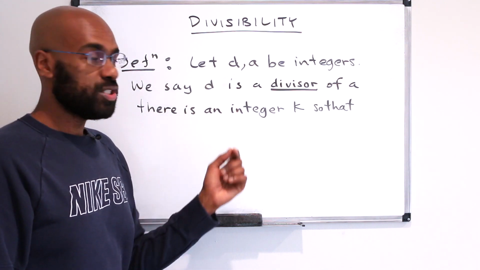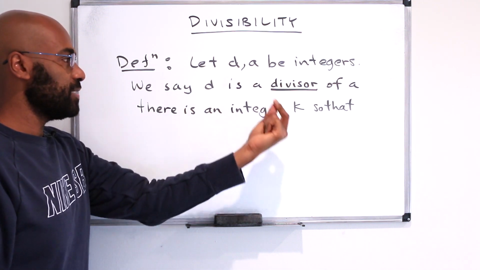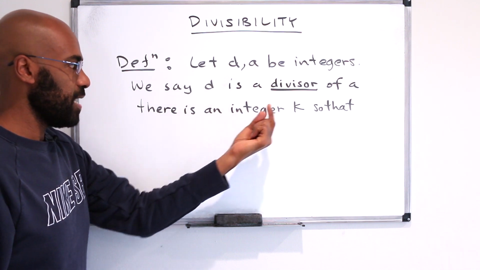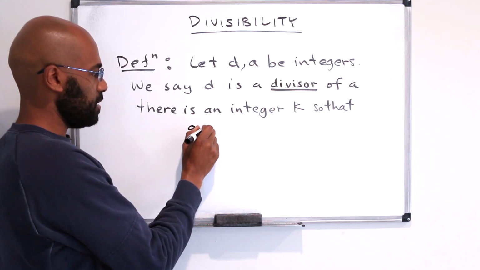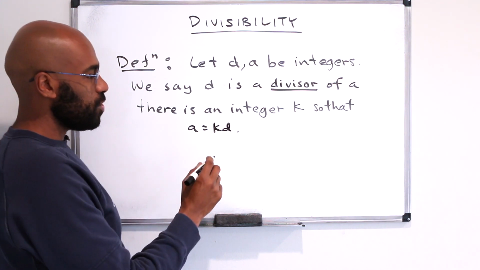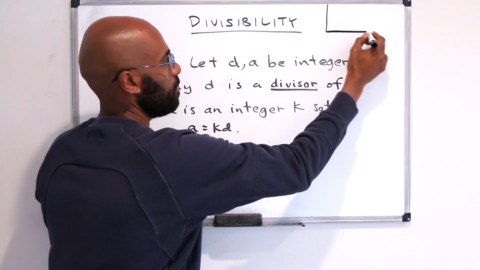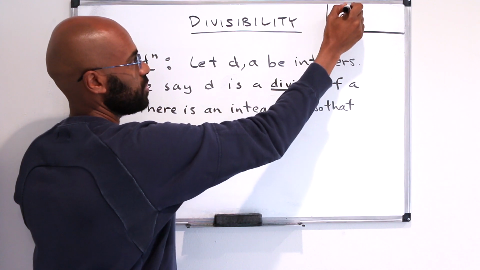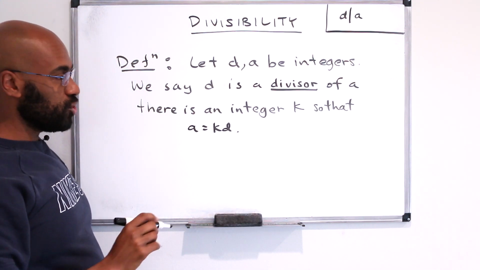Given two integers d and a, we say d is a divisor of a, or d divides a, meaning there's an integer that we can multiply d by to get a. So there's an integer k so that a is k times d. Usually the notation that we use for this, and this is a notation we're going to use throughout the number theory section of this course, is this right here, saying d divides a. This is not a fraction or anything, it's just notation that d divides a.